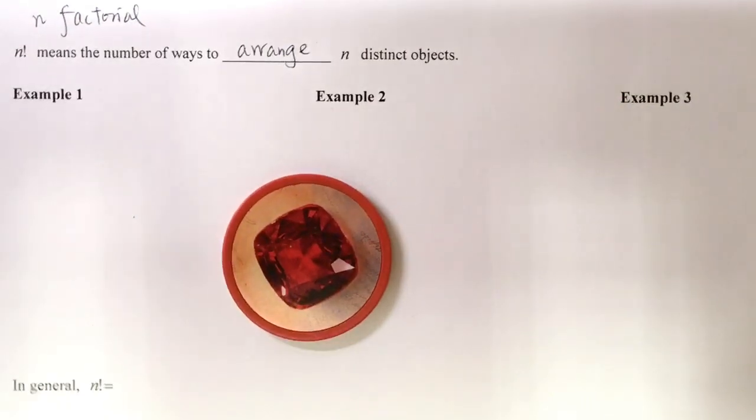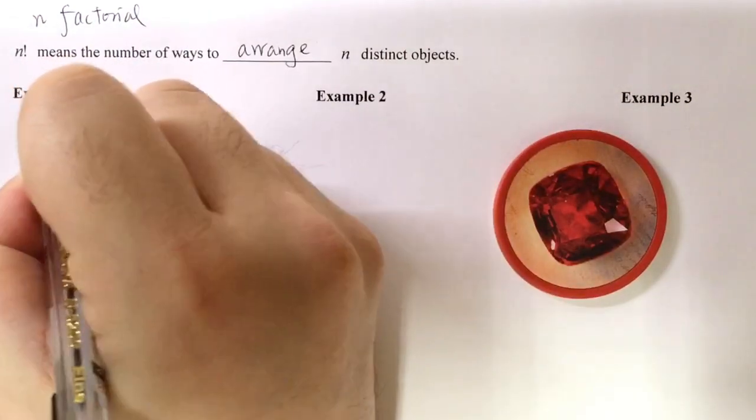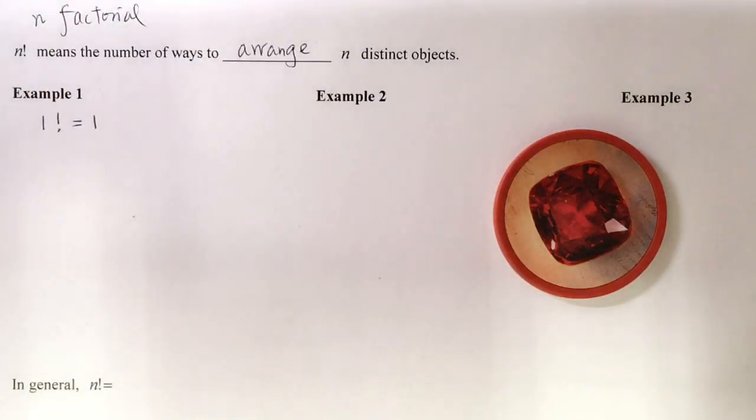Example 1. If there's only one object here, how many ways can you arrange it? There's just one way, and that's it. So, example number 1, we will have 1 factorial equals 1.